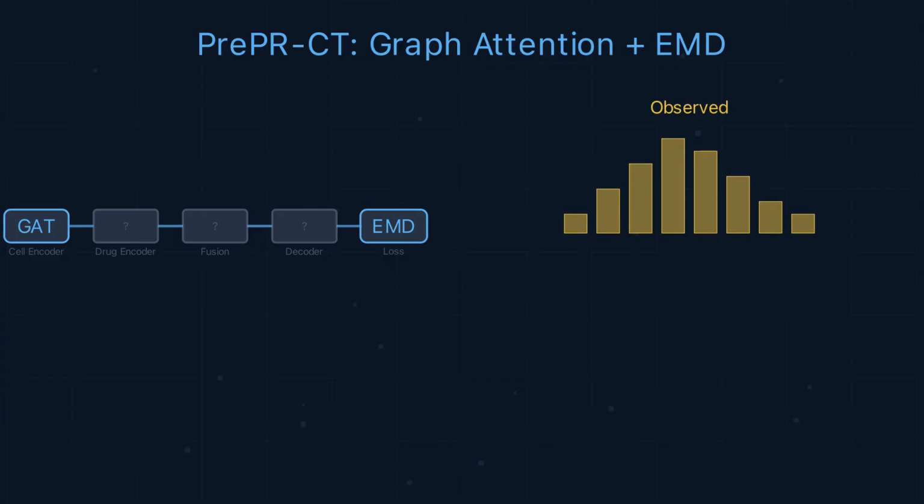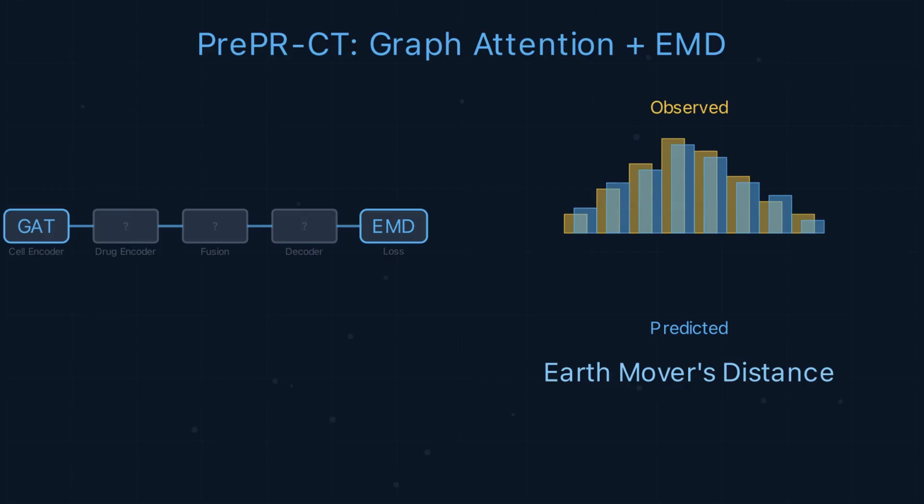Now the loss function. This is where most models get it wrong. Single-cell data is not a single number per gene. It's a distribution. If you measured the same gene in 1,000 cells, you get 1,000 slightly different values. Using mean-squared error would collapse all that biological variability into a single point. You'd lose the shape. Earth-mover's distance solves this. It treats the predicted and observed profiles as 2 piles of Earth and measures the minimum cost of reshaping one pile into the other. It preserves the full distributional shape.